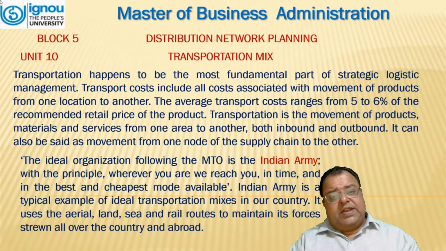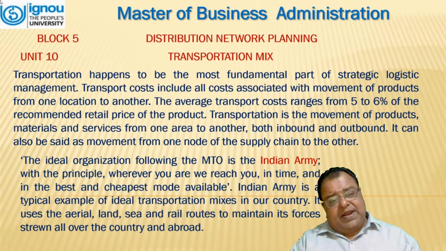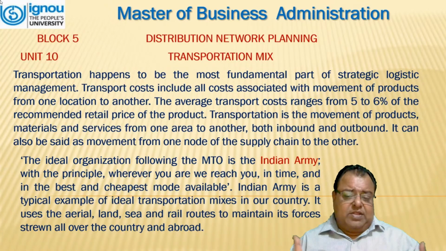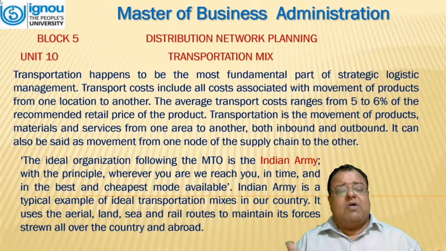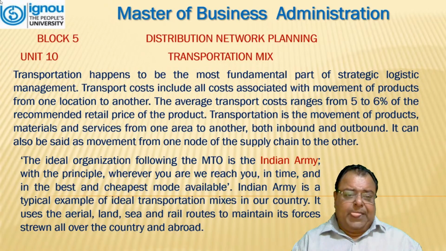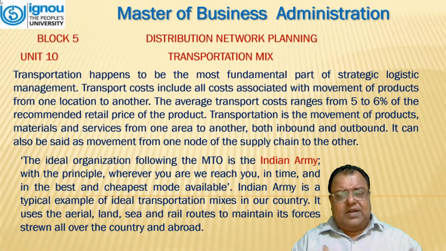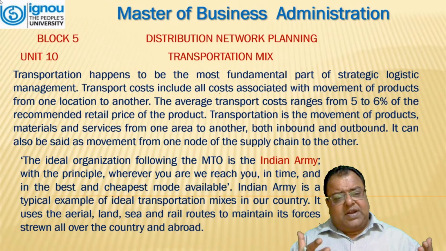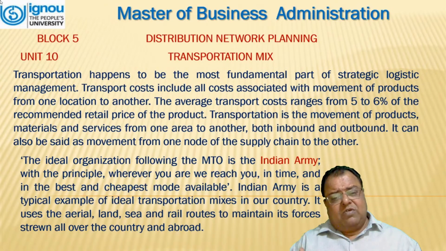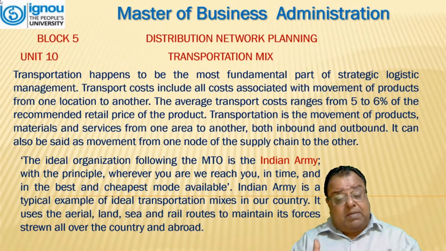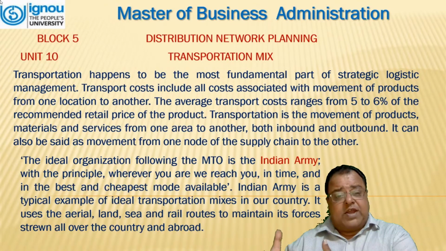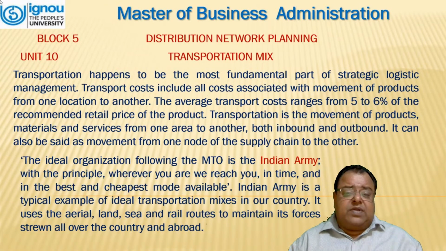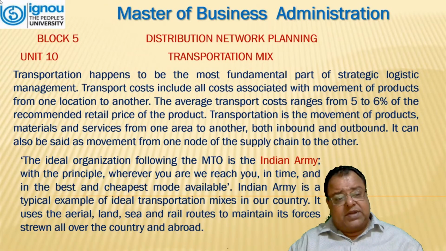Now, we move to distribution network planning. Unit 10, which is transportation mix. As the name suggests, we will be talking about transportation. Transportation happens to be the most fundamental part of strategic logistics management. Transport costs include all costs associated with movement of the products from one location to another. The average transport cost ranges from 5 to 6% of the recommended retail price of the product.